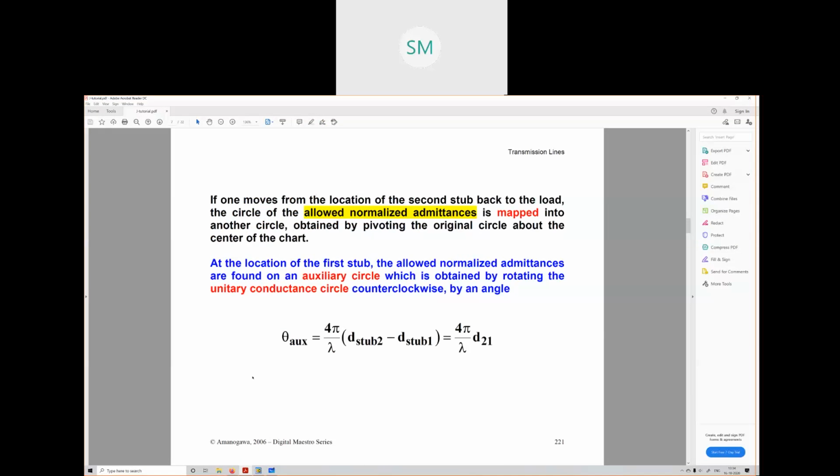At the location of the first stub, the allowed normalized admittances can be found on an auxiliary circle, which is obtained by rotating the unit conductance circle clockwise by an angle. What does this mean?